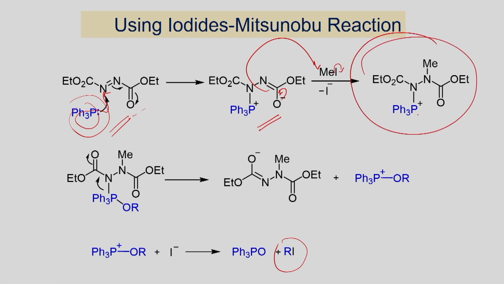Once you have the salt, when you react it with alcohol, let us take this alcohol, this alcohol can react as we have just seen, and you will be able to form this intermediate.